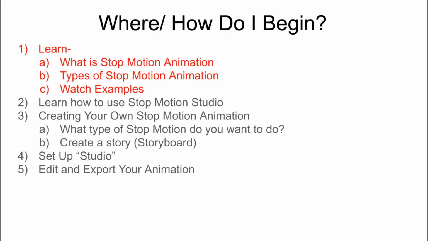After that, the next video will show you how to use Stop Motion Studio, which is an app on the iPad. And then we're going to show you how to begin your first stop motion animation, from figuring out the storyline to which type of stop motion animation you want to use. And then also the technical things like figuring out how to set up a studio, a stand for your camera, those types of things. And finally, at the end, to teach you how to edit your animation and export it and turn it in.